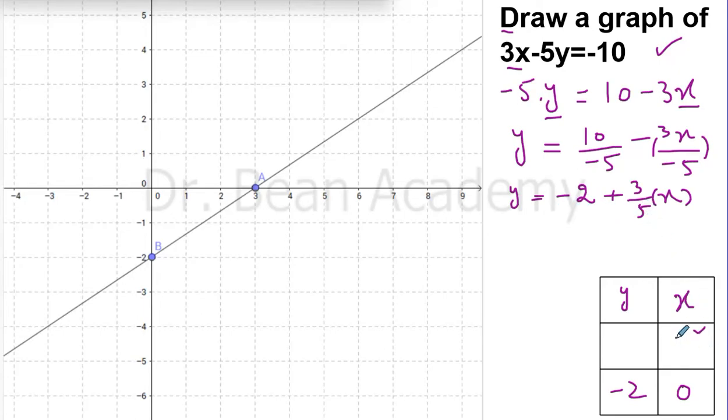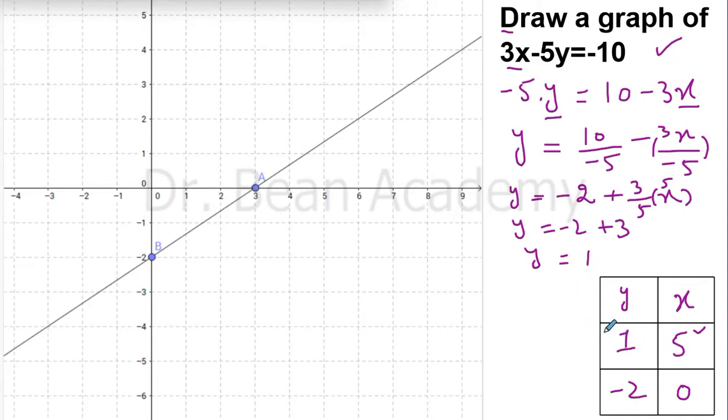So for the first ordered pair, let's see, if I choose x equal to 5, then y equals negative 2 plus 3. You see, because if I put 5 here, this 5 will cancel out with the 5 in the denominator on the left side term. So this will become negative 2 plus 3, and if I solve this expression, it will become y equals 1.